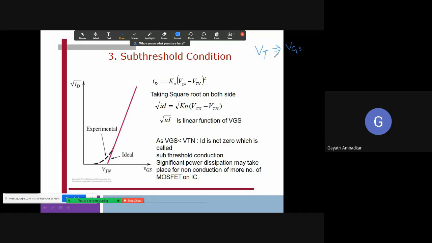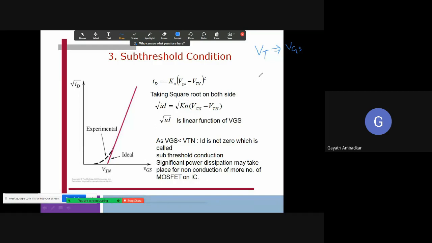Right? Now what happens is that for every MOSFET, this is specified in the data sheet. You try to download a data sheet for a MOSFET. Okay, in practical I'll show you. So for every MOSFET, a value of VT is given to you.